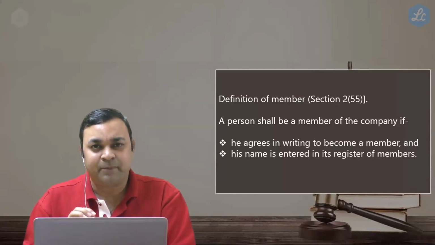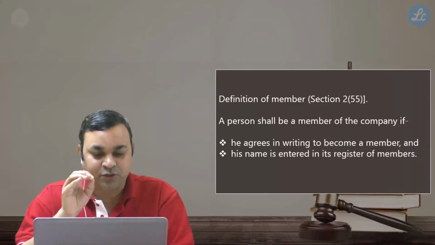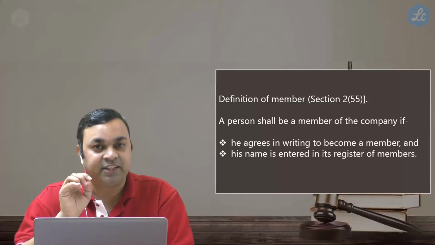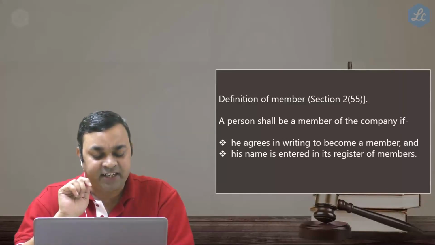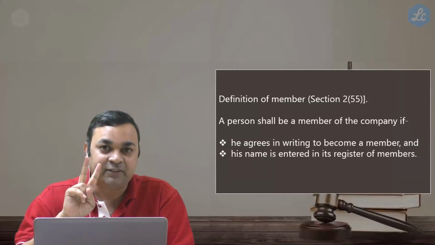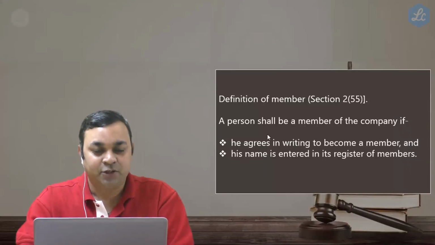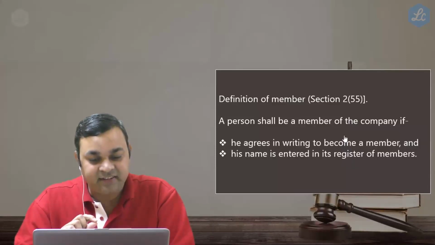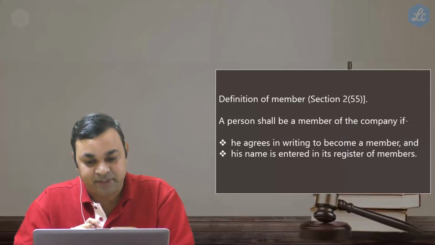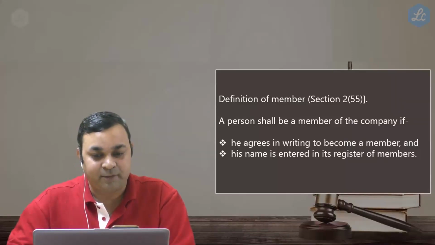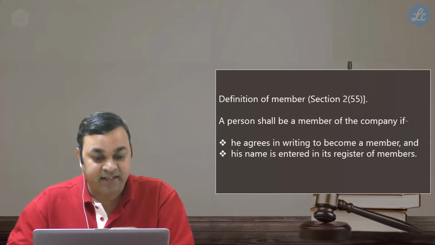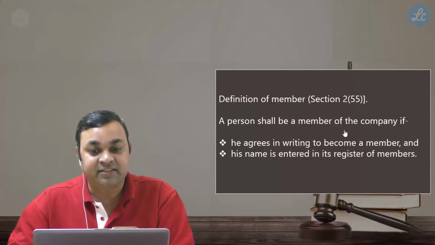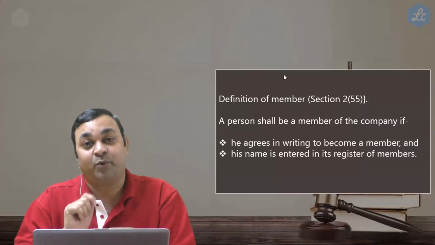So to find who is a member, we need to refer to section 2 clause 55. It deals with the definition of member, and it tells us that a person shall be a member of the company if he fulfills two criteria, two conditions. First, he agrees in writing to become a member of the company. Second, his name is entered in the register of members. This is the most important point, right?